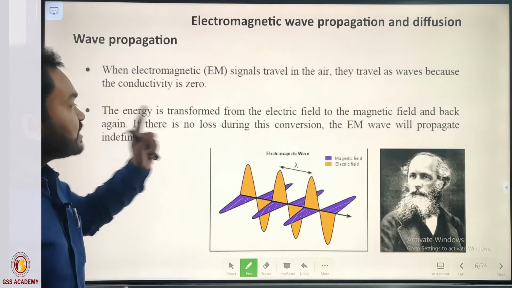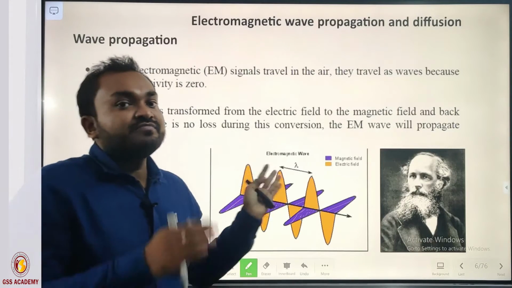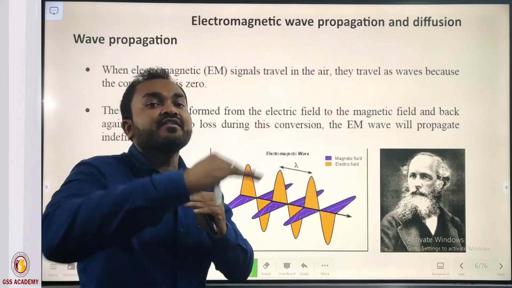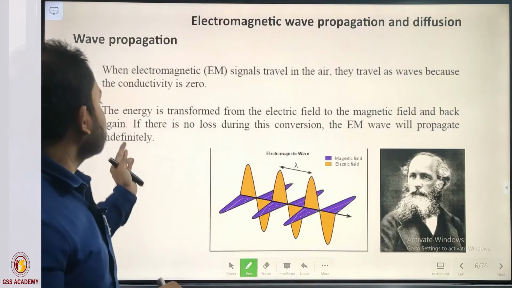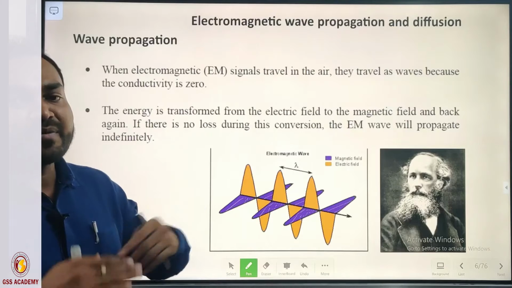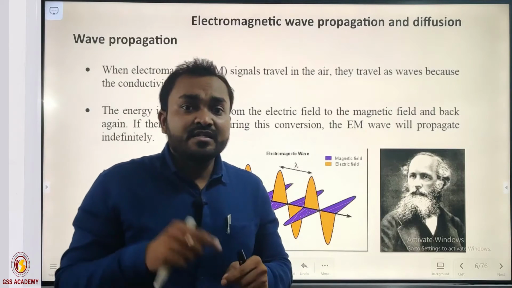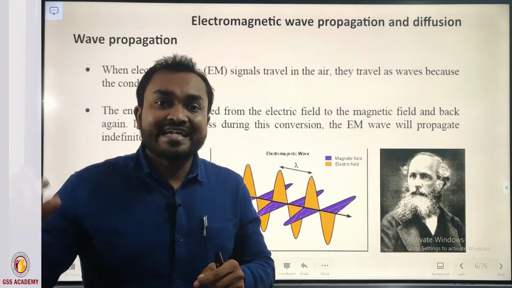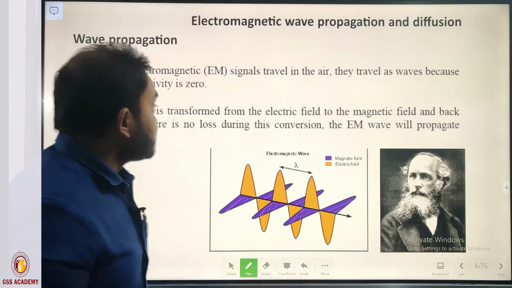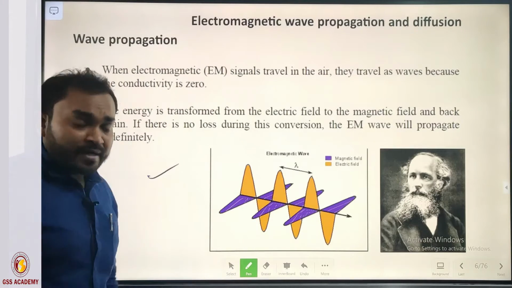If there is no loss during this conversion, then the electromagnetic field will propagate indefinitely. If loss is there, then your field will decrease. So this is basically wave propagation.